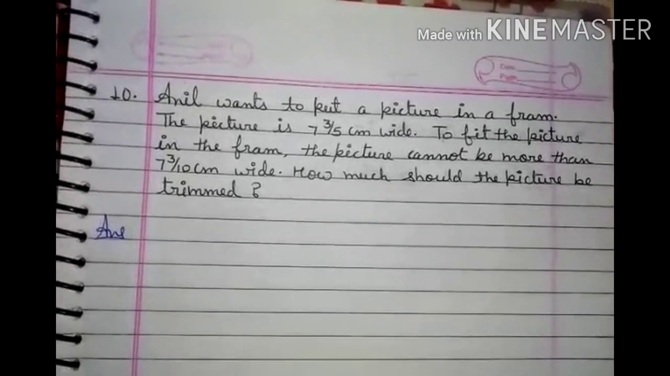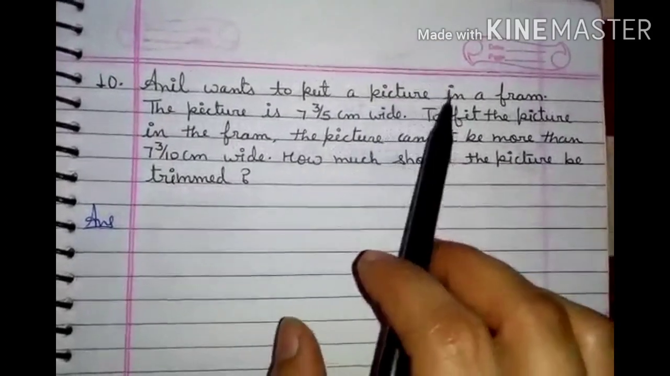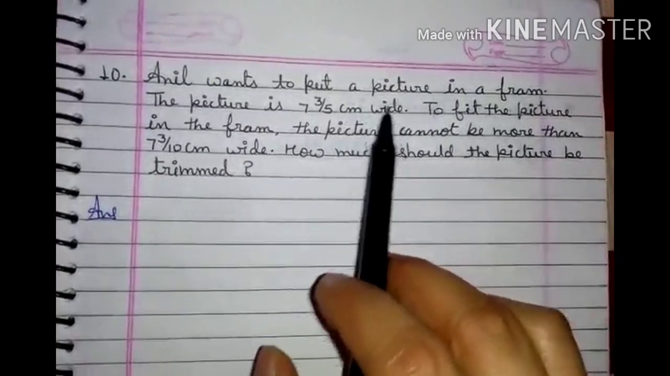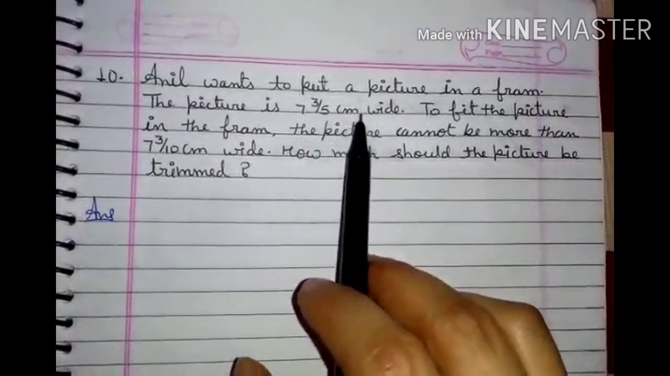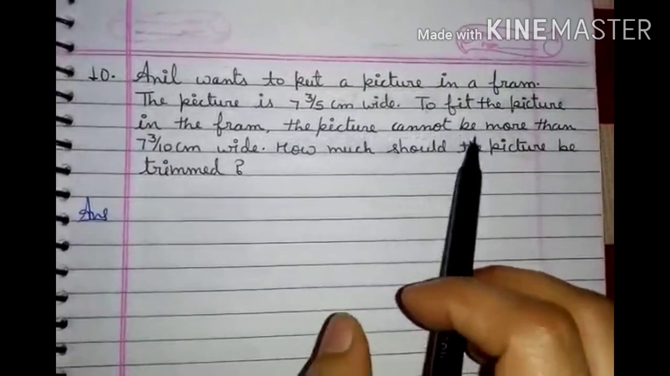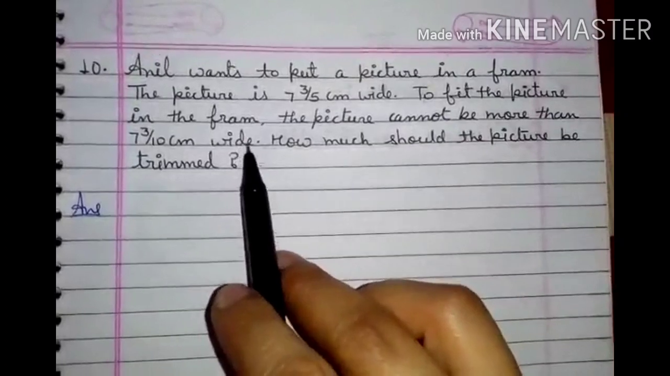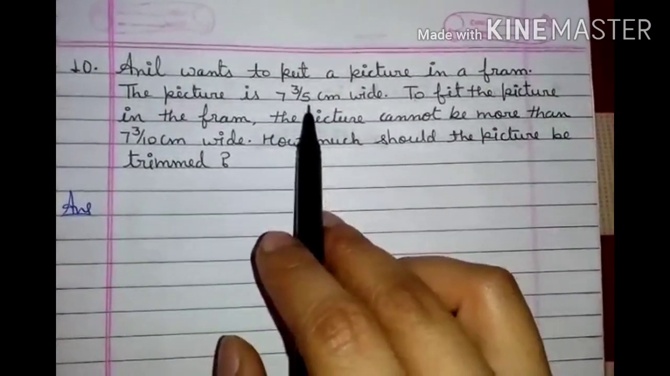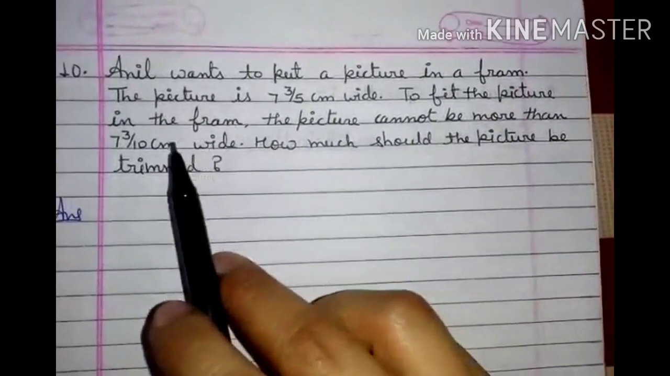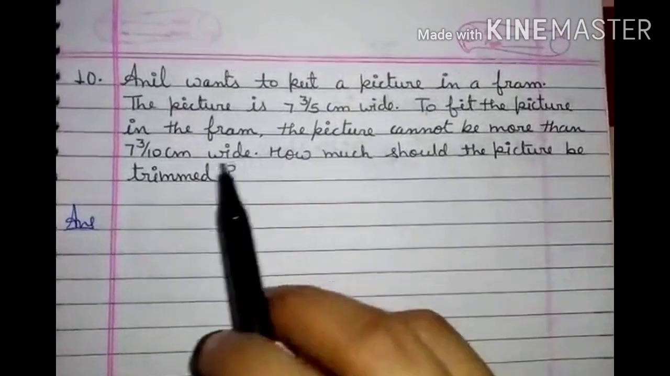Now students, we will solve question number 10. The question is: Anil wants to put a picture in a frame. The picture is 7 3/5 centimeter wide. The width of the picture is 7 3/5 centimeter. To fit the picture in the frame, the picture cannot be more than 7 3/10 centimeter wide. It means the width of the picture is 7 3/5 centimeter, but if you want to fit the picture in the frame, its width should not be more than 7 3/10 centimeter. How much should the picture be trimmed?